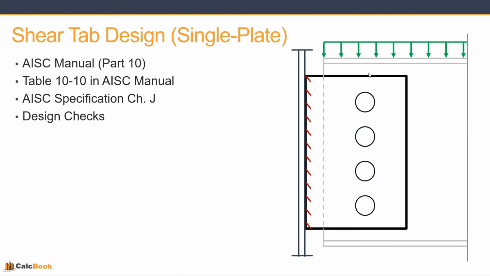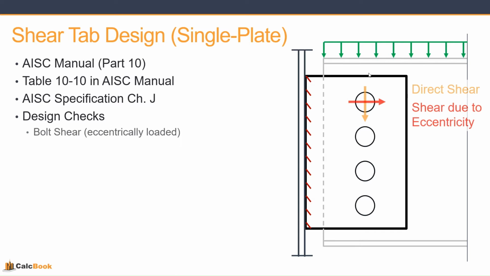There are quite a few different checks that we look at for a shear plate design. The first one is bolt shear, and we have two things that we look at here. We look at the bolt shear due to the direct shear, in orange, the applied loading from the beam transferring load into the shear tab. And then we also have an eccentricity, because we have our welded connection here at the face, most likely to the column, and then we have our loading out on the bolt row. So we have this distance here that we have to account for.